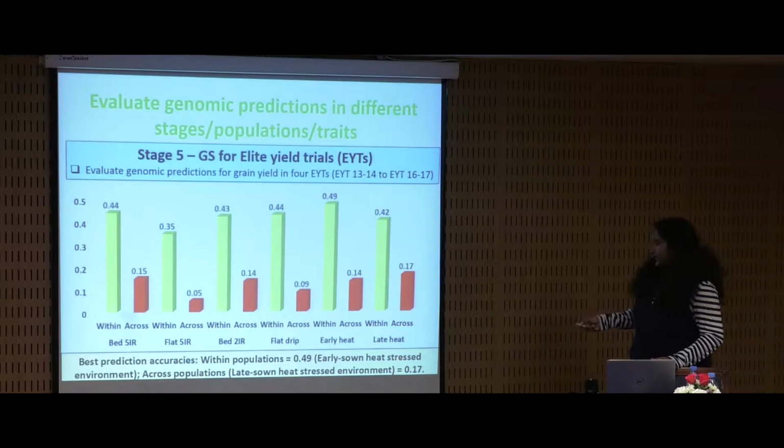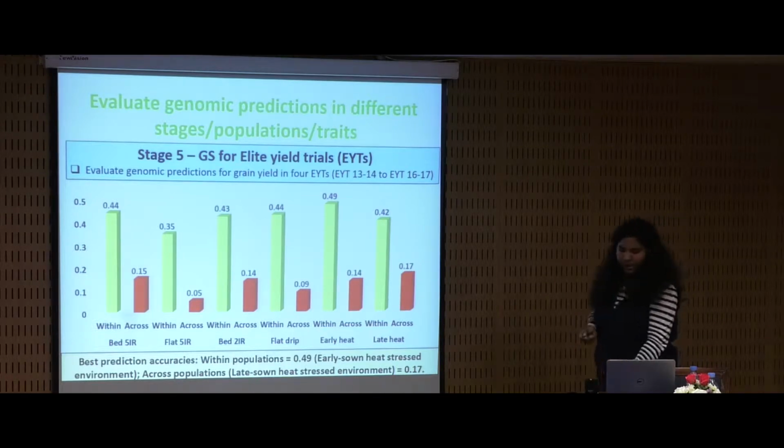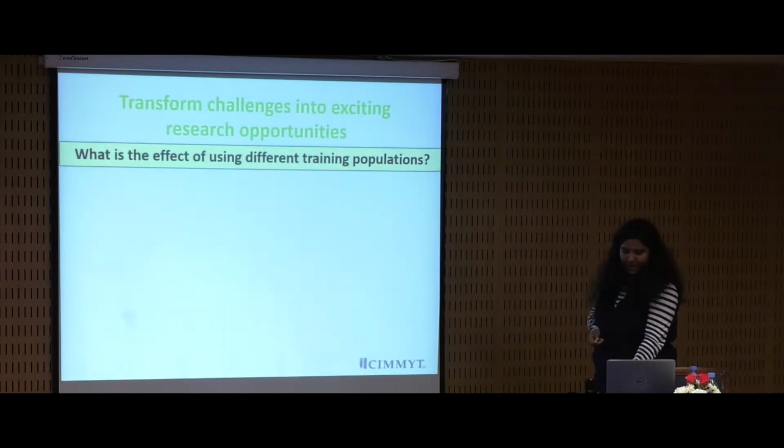And as you can see here, the within nursery cross-validation accuracies are always high. But when you start predicting across nurseries, these are like the highest accuracies, the best accuracies that you could get using different data sets, and those are pretty low. That's what we currently observed.